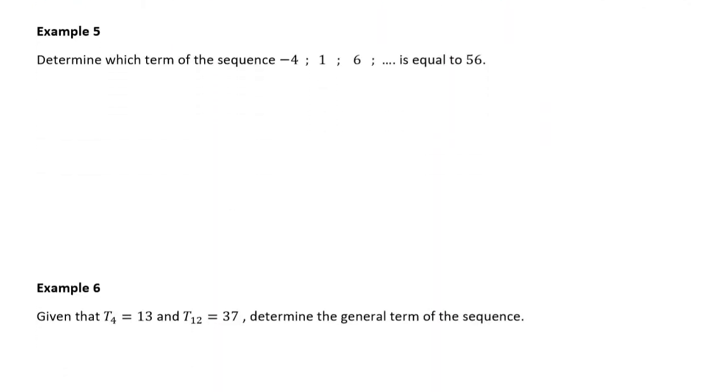So let's start making the questions just a little bit more complicated. This question says, determine which term of the sequence -4, 1, 6 is equal to 56. So this is a value of the term. Now, if it's a value of the term, it will be some Tn. I don't know what position, so I don't know what n is, but it's a value of the term. So let's look at our sequence.